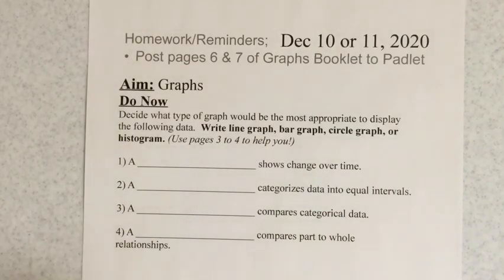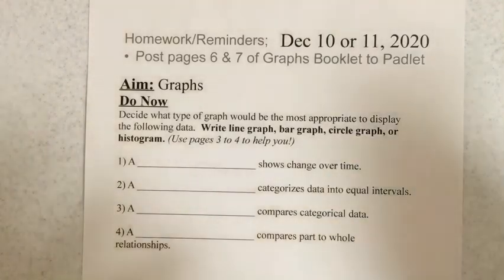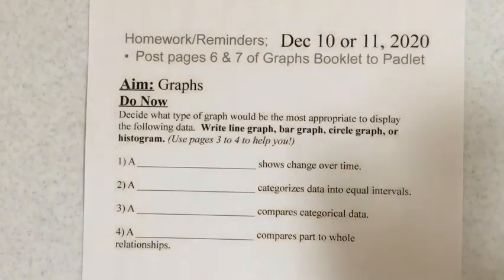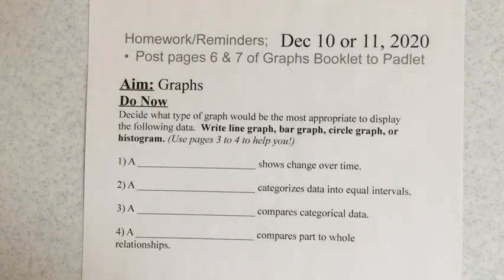In our Do Now today, we're going to decide what type of graph would be the most appropriate to display the following data. It's not necessarily the only way we could display it, but it's going to give us the best visual. And that's what our graphs are, a visual representation of the data. So you're going to use pages 3 and 4 in your booklet to remind you what a line graph looks like, bar graph, circle graph, and histogram. So go ahead, pause the video, take a look through pages 3 to 4, and answer your Do Now.